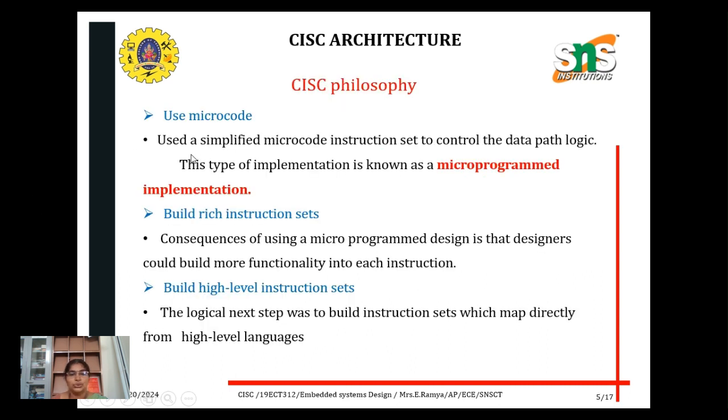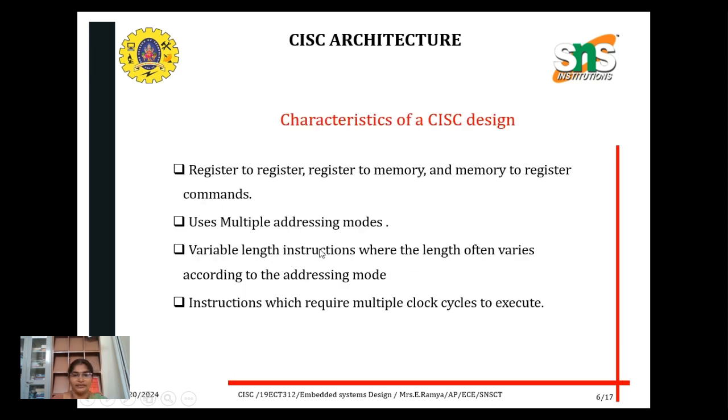Use microcode. It used a simplified microcode instruction set to control data path logic. This type of implementation is known as microprogrammed implementation. Build a rich instruction set. A consequence of using a microprogrammed design is that the designer could build more functionality into each instruction. Build a high level instruction set. The logical next step was to build an instruction set which maps directly from high level language.